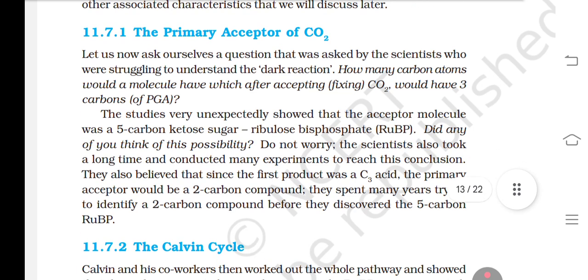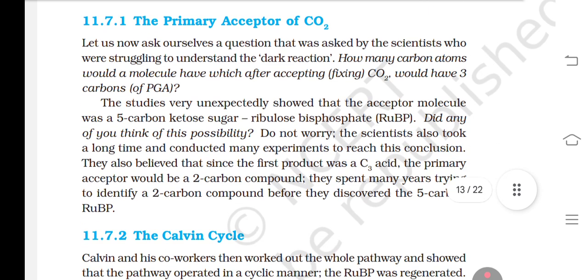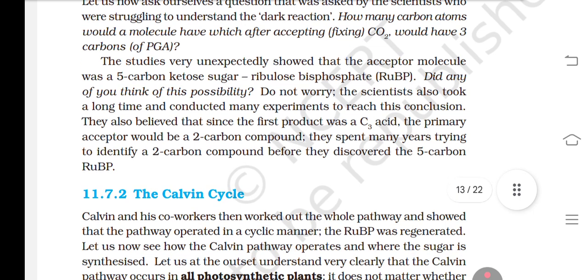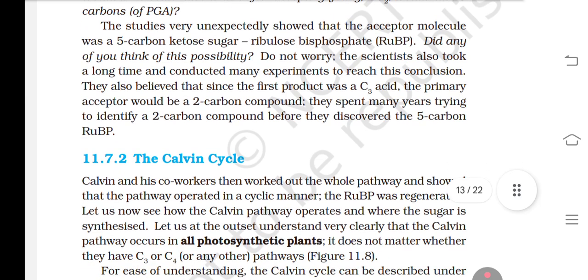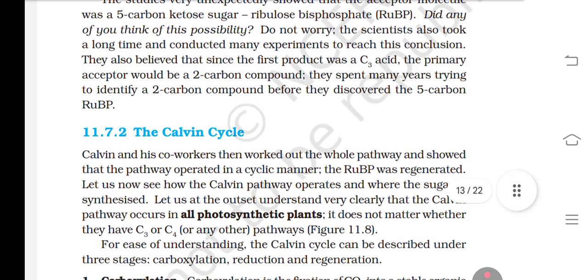The primary acceptor of carbon dioxide. Let us now ask ourselves the question that was asked by the scientists who were struggling to understand the dark reaction: how many carbon atoms would the molecule have which, after accepting carbon dioxide, would form 3-carbon PGA? The study very unexpectedly showed that the acceptor molecule was a 5-carbon ketose sugar, ribulose 1,5-bisphosphate. Did you think of this possibility?